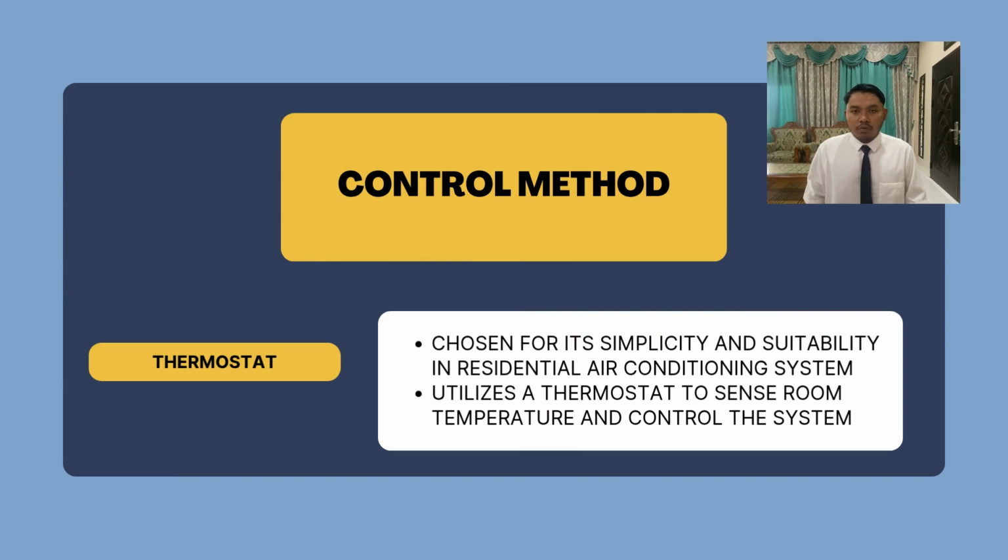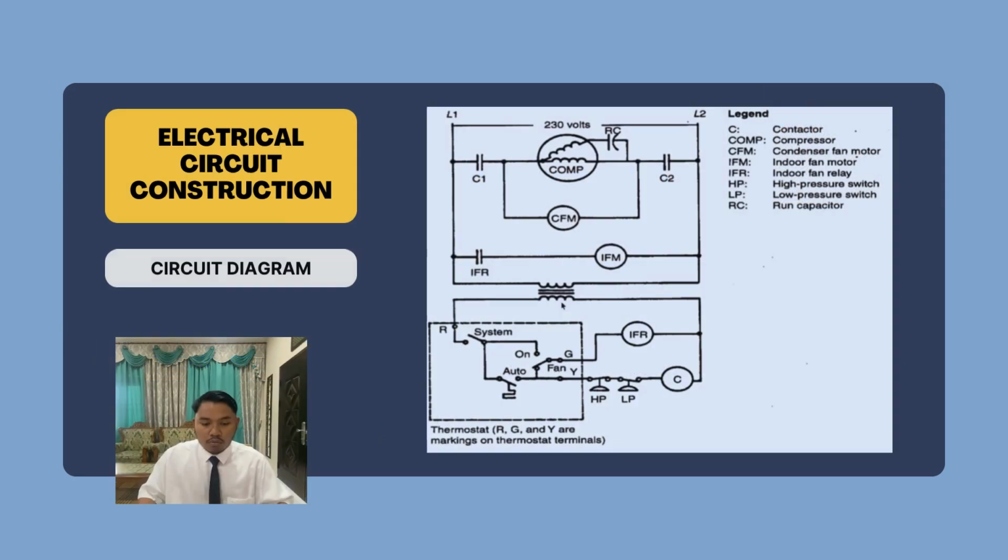Next, I would like to tell you about the control method. The component is a thermostat. It is chosen for its simplicity and suitability in residential air conditioning systems. It also utilizes a thermostat to sense room temperature and control the system. Next, the electrical circuit construction.